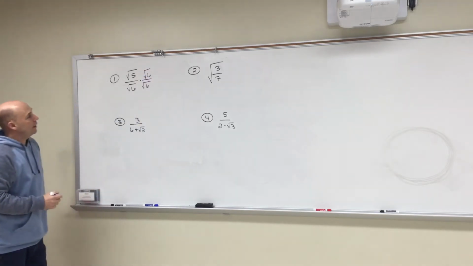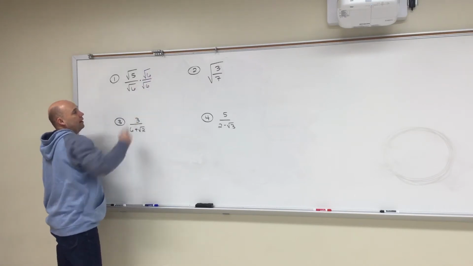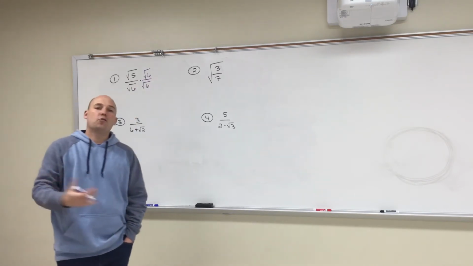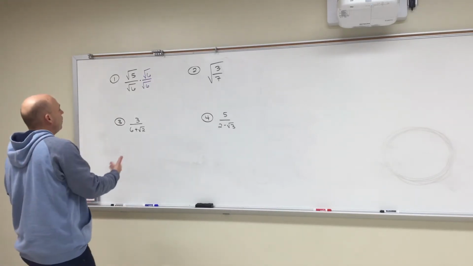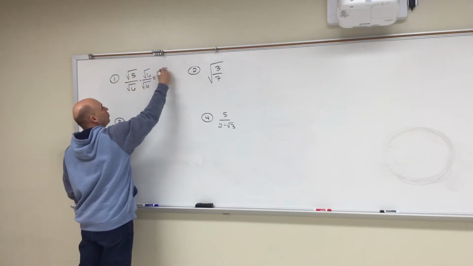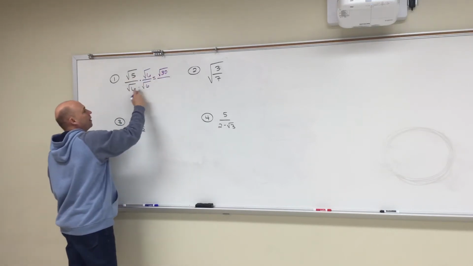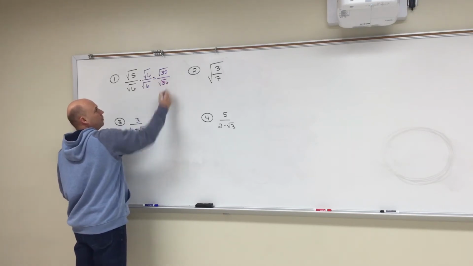So I'm going to multiply by radical 6 over radical 6, because whatever number's in the radical, multiply the top and the bottom by that. And it's like multiplying by 1, because radical 6 over radical 6 is essentially 1. So if I multiply by 1, it doesn't change it. So the top, 5 times 6 becomes radical 30. The bottom, radical 6 times radical 6, that just becomes radical 36.